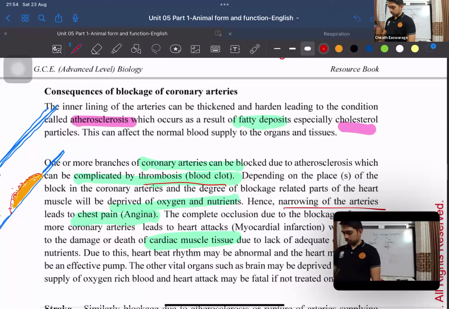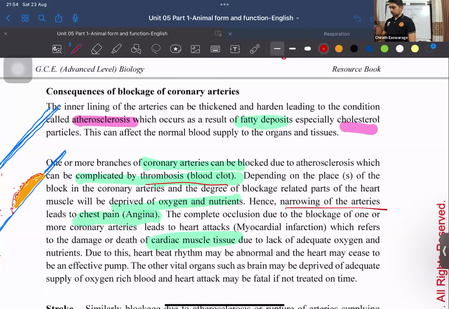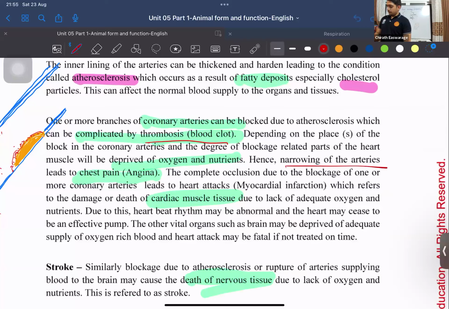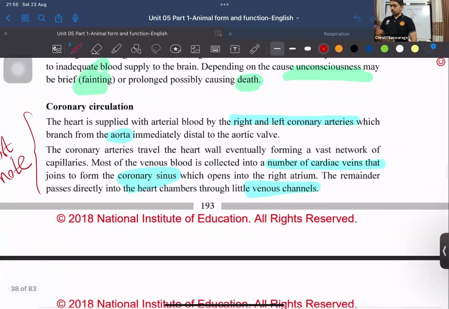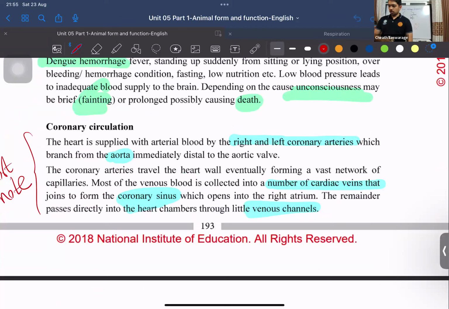Let's make a nice marking scheme. All right. Before that, we need to explain a little bit because the question was, the new students, you can write down, the question was, explain the coronary circulation. Briefly describe the coronary circulation and the consequences of blockage of coronary arteries. Consequence of blockage of coronary arteries.